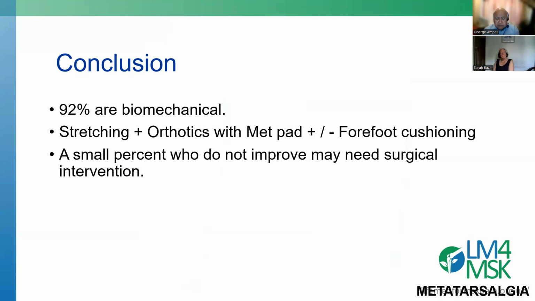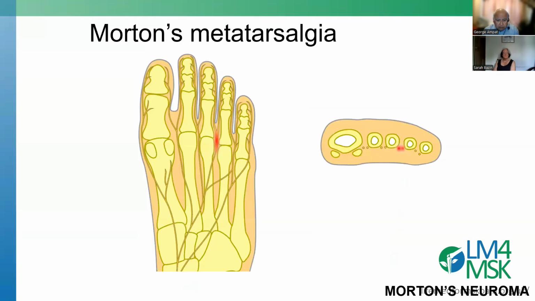So 92% of these are biomechanical. Stretching and orthotics with a metatarsal pad and forefoot cushioning should solve the problem. But there is one metatarsalgia called Morton's metatarsalgia. This usually occurs between the third and the fourth metatarsal. These yellow lines that I've shown are the digital nerves that go to the toes. The digital nerves come between the metatarsal heads, then separate out and go to either side of the toe. But unfortunately, this nerve somehow, between the third and the fourth, gets trapped between the head of the third and the head of the fourth metatarsal.